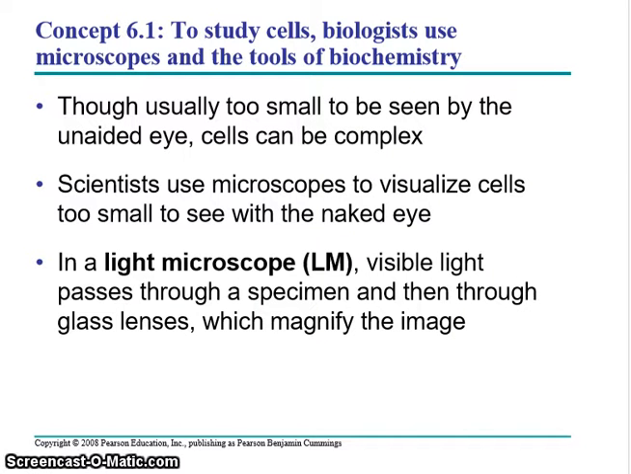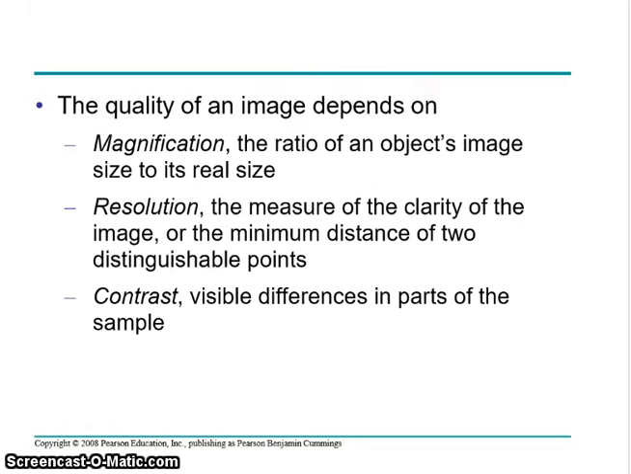In lab, you guys are going to be using a light microscope where light is used to pass through a specimen, and then that light magnifies whatever image you're looking at. Light microscopes have three properties: magnification, making an image appear larger; resolution, making an image appear clear; and contrast, making different parts of the image different so we can see them and tell one from the other.